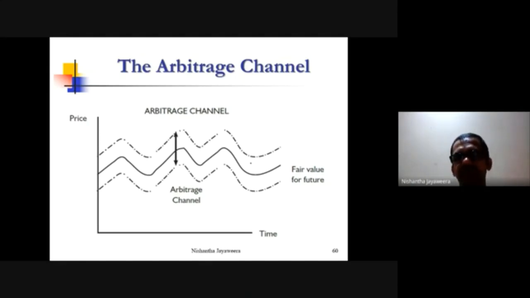So therefore, the fair value may not be the same as the market value. There can be a small deviation between the fair value and the market value for the futures contract because of these reasons. That creates a channel, with an upper bound and a lower bound, within which the futures price can deviate from its fair value. Nobody can exploit the arbitrage opportunity.